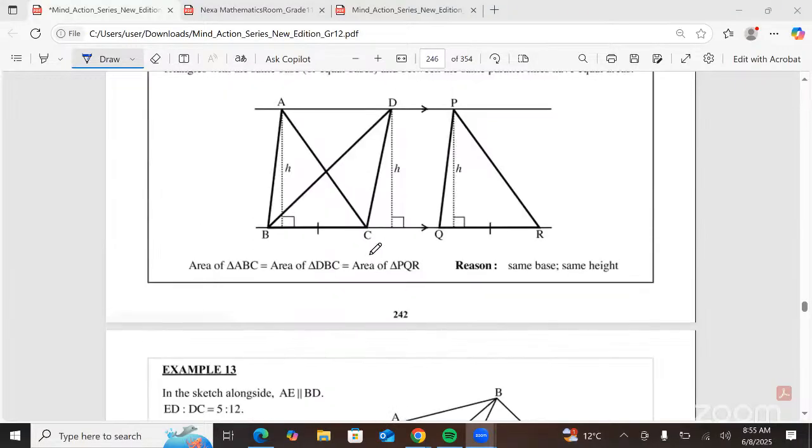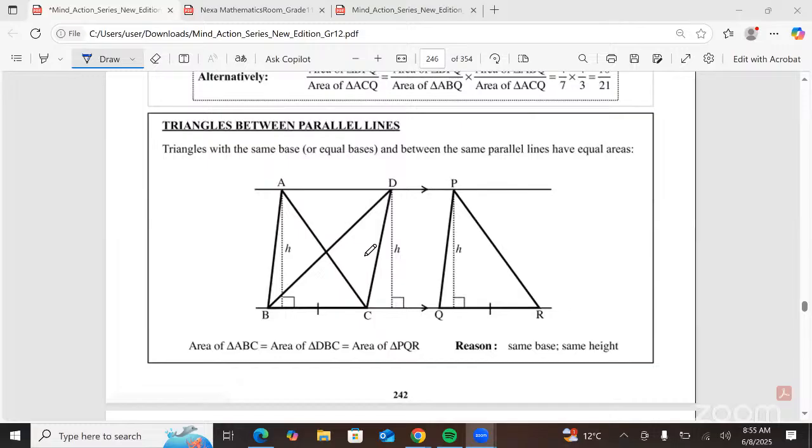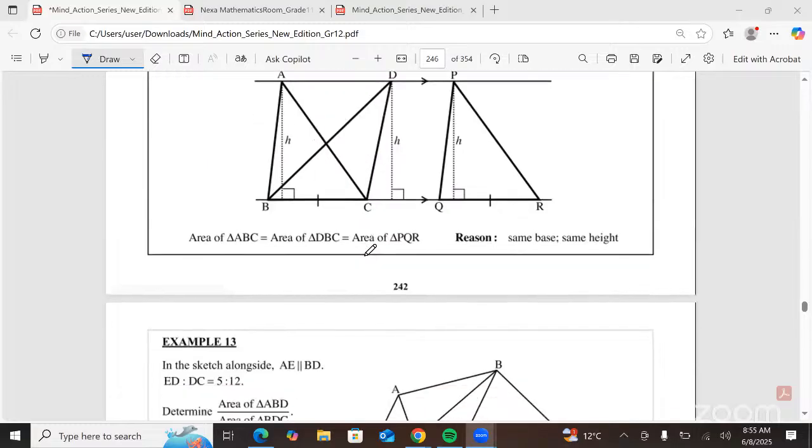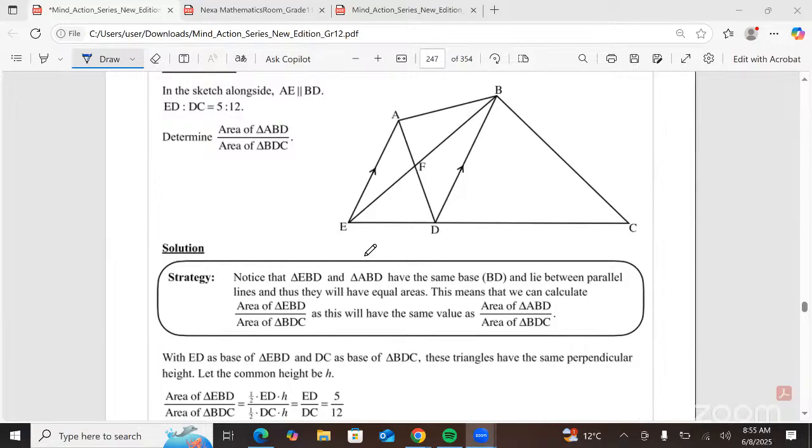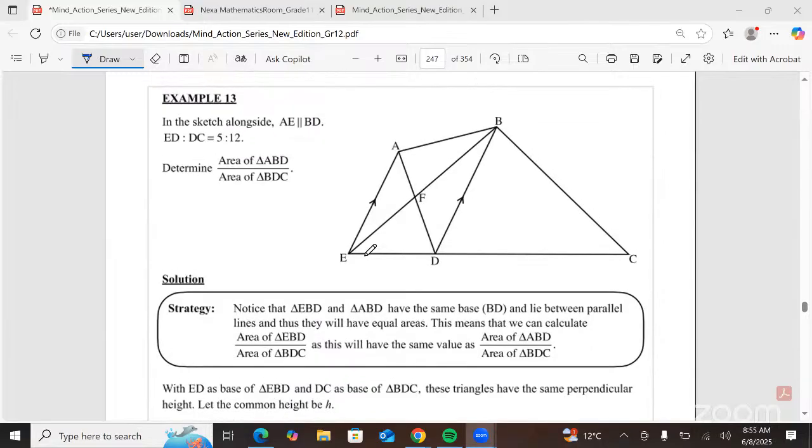So here we have the triangles between the parallel lines. I think this is the last property. Oh, yes. And from there we are going to the exercises.